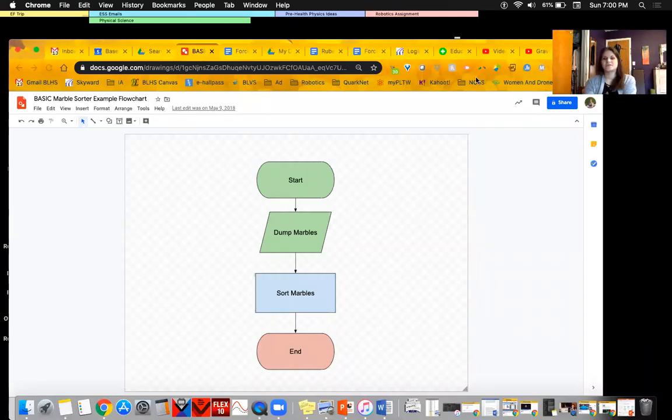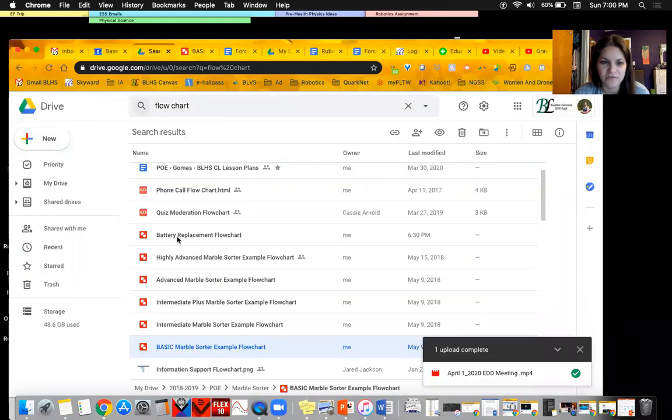So again, talking about the marble sorter, this is a basic marble sorter flowchart that I created. So start, you dump the marbles, that's your input. You sort the marbles, that's the action, and then you're done. So that's a very basic version of a flowchart.